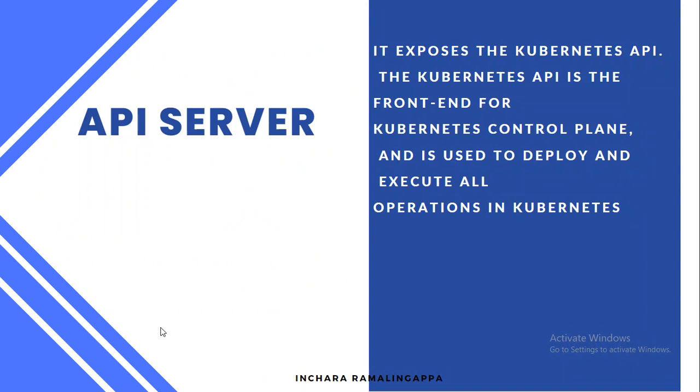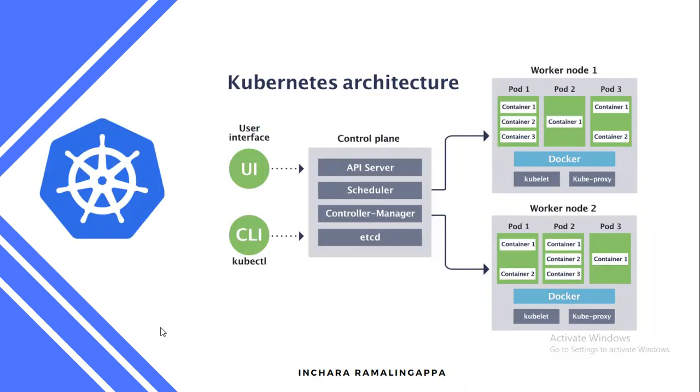So coming to the API server, if I go with the definition, it exposes the Kubernetes API. The Kubernetes API is the front end for the Kubernetes control plane, and it is used to deploy and execute all the operations in Kubernetes. So API server processes the request, whatever the request given by the user. It's like a front end of the control plane, like a front end of the master node. It's like a gatekeeper. Whatever request I give, it will first go to the API server.